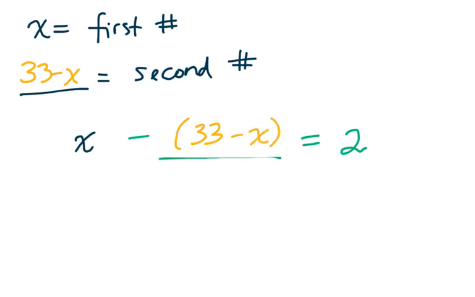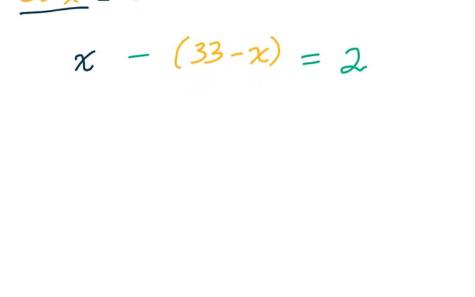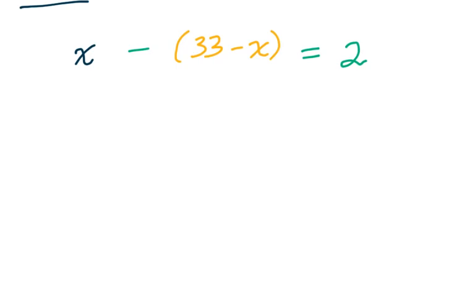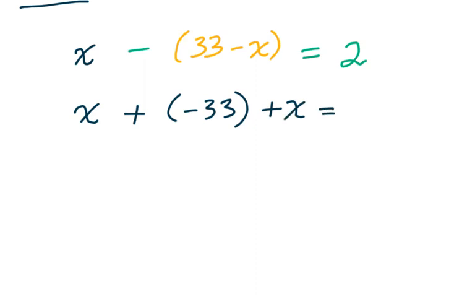So now I have an expression on the left-hand side and an equation that I can use to solve to find x. I notice that I have x minus the quantity 33 minus x, or x minus one set of 33 minus x. So I know that when I'm subtracting, what I can do is add the opposite. Rather than subtracting 33 minus x, I'm going to add the opposite. The opposite of 33 is negative 33, and the opposite of negative x is x. So I end up with x plus negative 33 plus x equals 2.